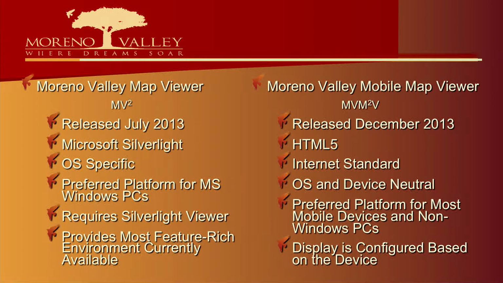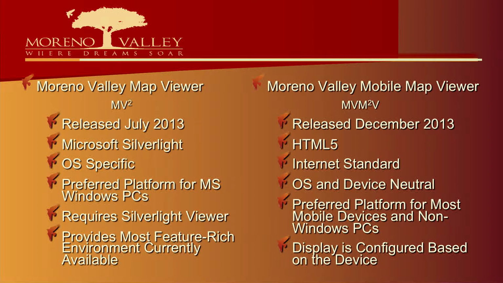The first site, Moreno Valley Map Viewer, sometimes referred to as Moreno Valley Squared, was launched in July of 2013. The site is built on Microsoft Silverlight platform and requires you to download and install the Silverlight Viewer. Silverlight is a Microsoft application framework, so it's designed for computers that run Microsoft Windows. Moreno Valley Squared provides the most feature-rich environment for Windows-based personal computers and serves as the default production environment here at the city.